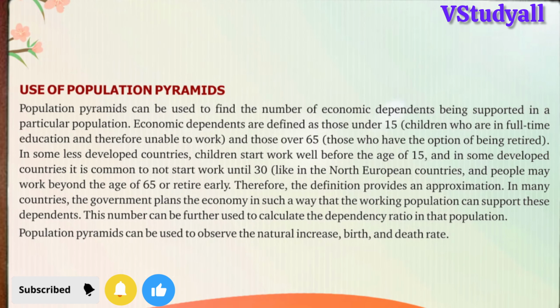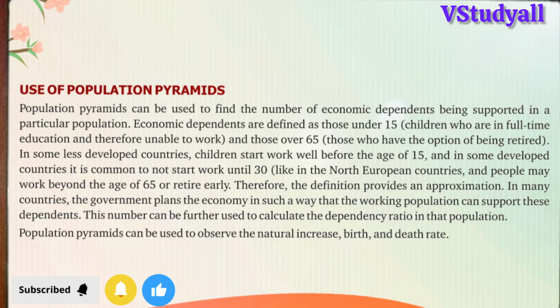Use of population pyramids. Population pyramids can be used to find the number of economic dependents being supported in a particular population. Economic dependents are defined as those under 15, children who are in full-time education and therefore unable to work, and those over 65, those who have the option of being retired. In some less developed countries, children start work well before the age of 15, and in some developed countries, it is common to not start work until 30, like in North European countries, and people may work beyond the age of 65 or retire early. Therefore, the definition provides an approximation.